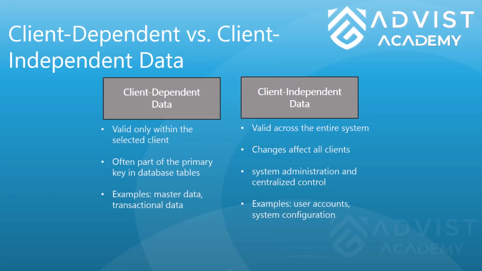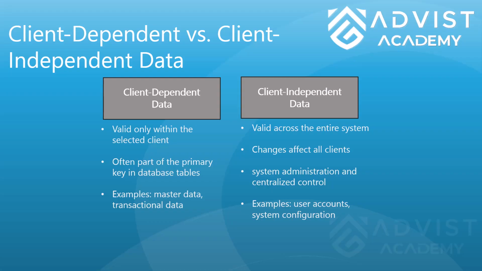Data in SAP is categorized into two types: client-dependent and client-independent data. Client-dependent data is valid only within the selected client. This includes, for example, business partner master data, transaction data, or movement records. Such data cannot be accessed or used in another client. In database tables that store client-dependent data, the client is often part of the primary key. This ensures that each dataset is uniquely assigned to a specific client. This data model underpins the concept of SAP as a multi-client system.